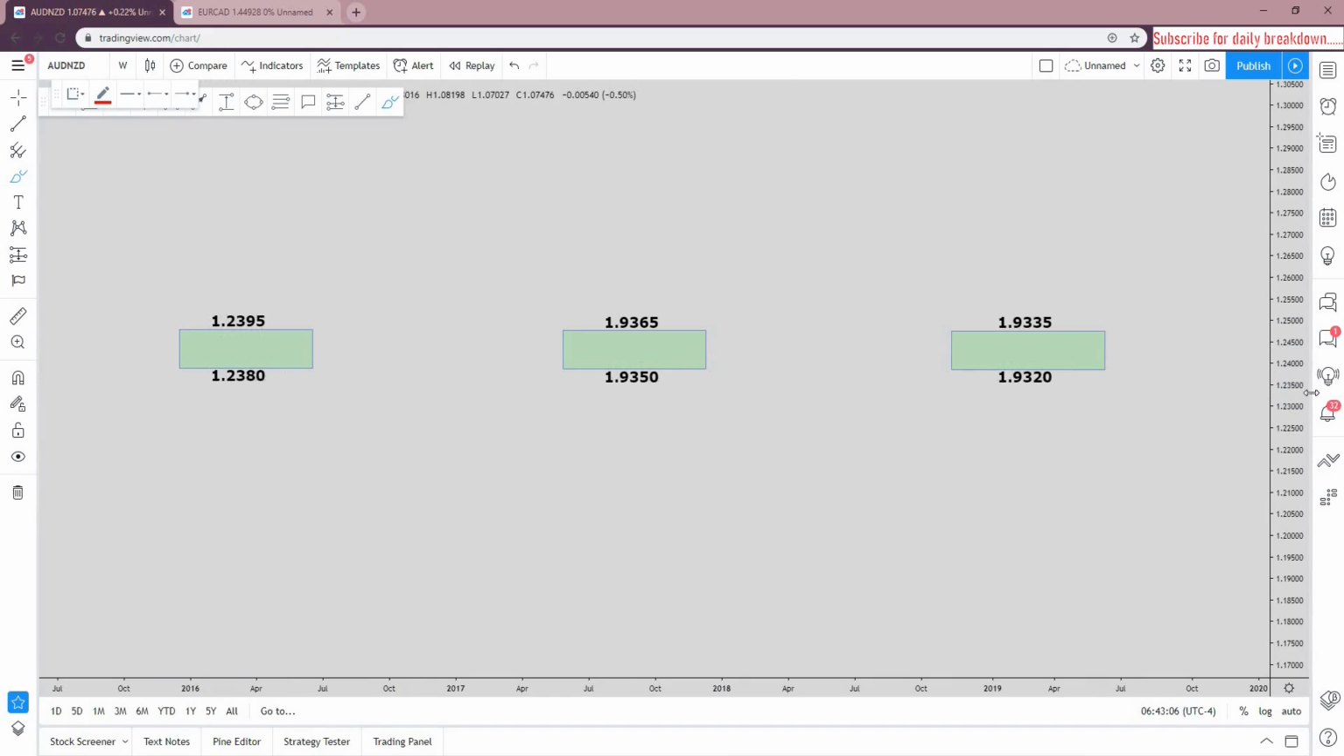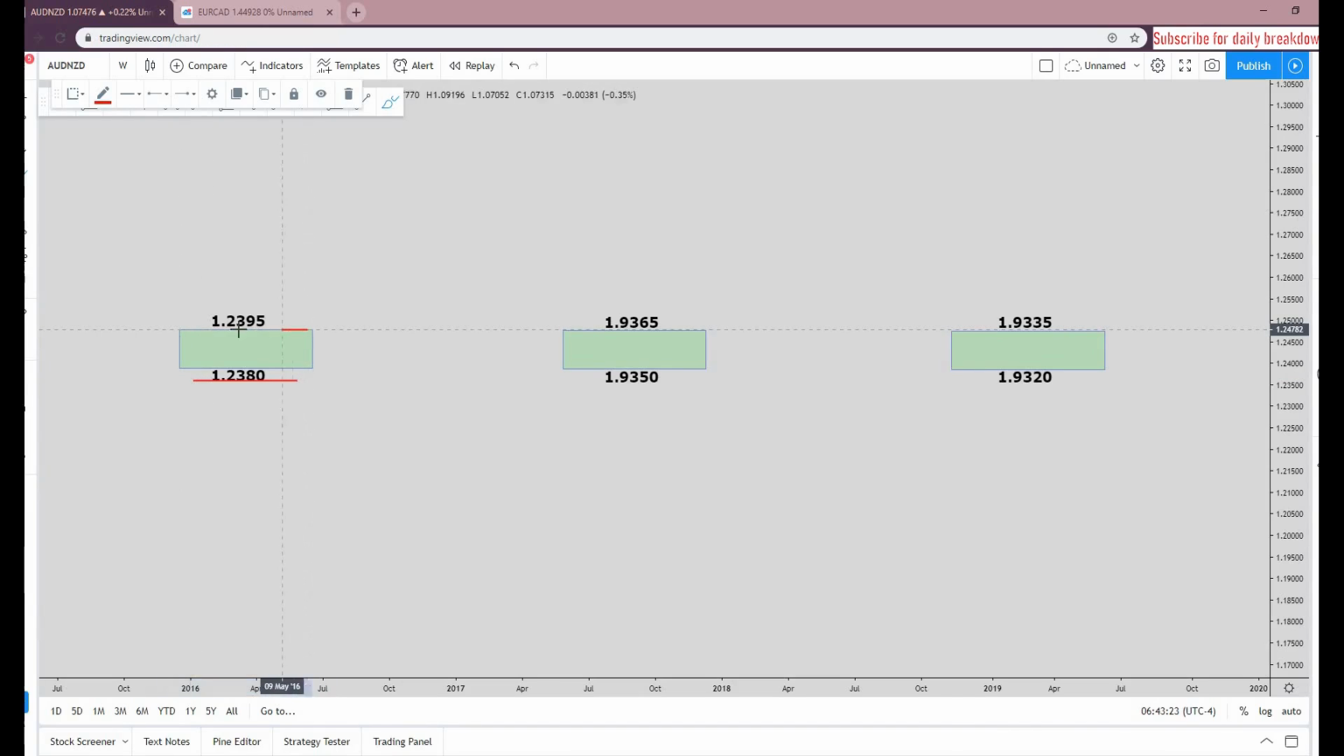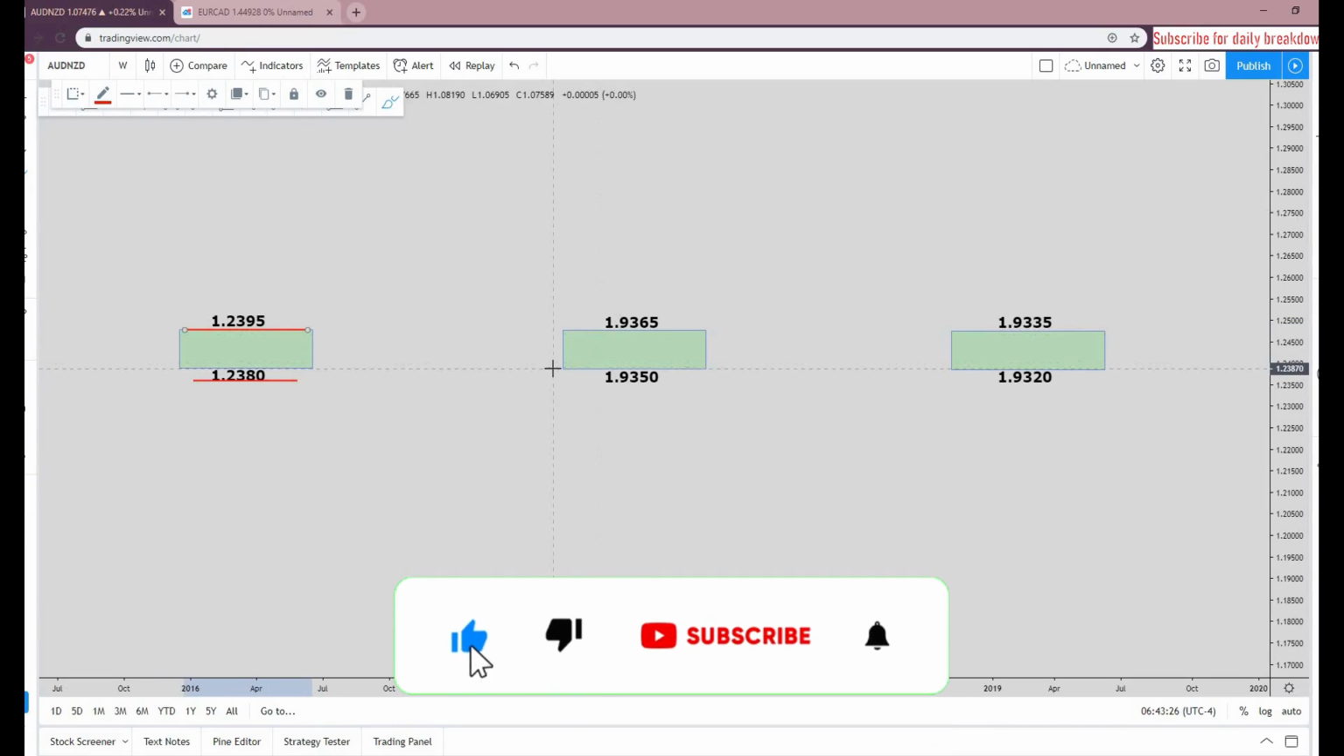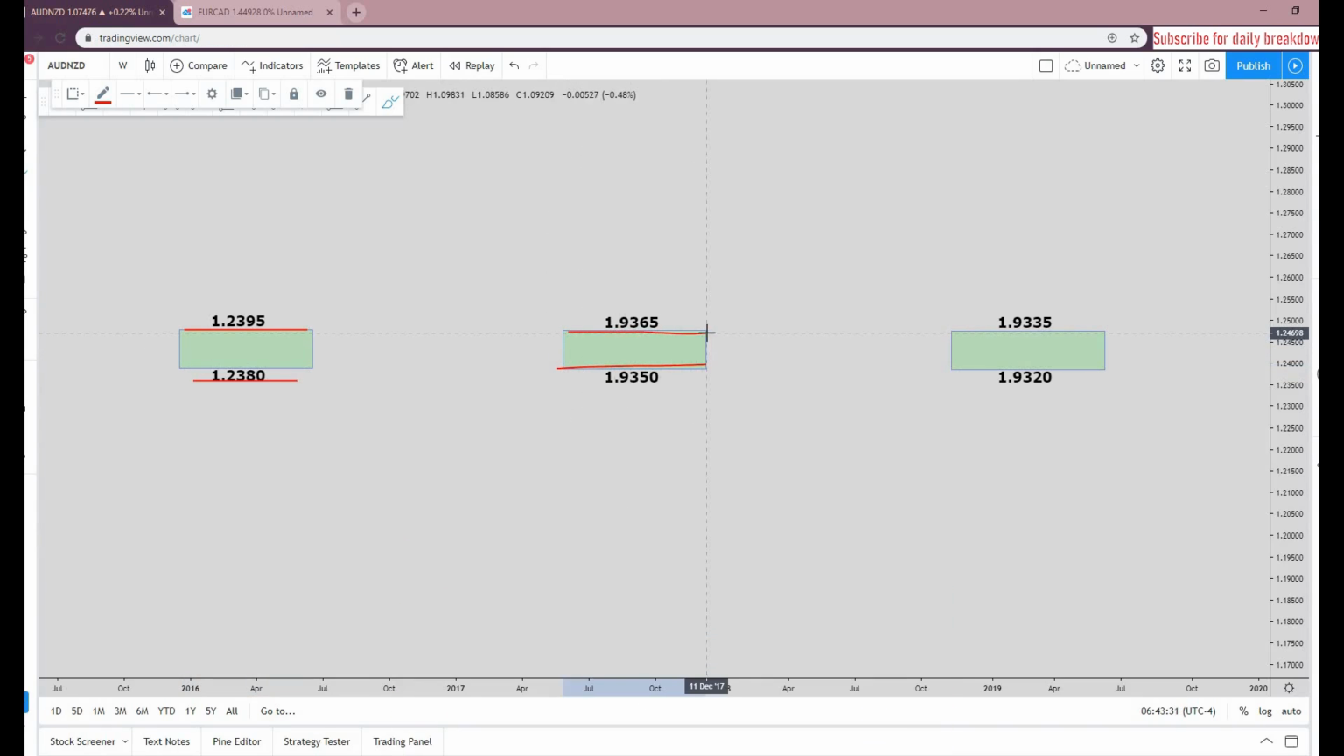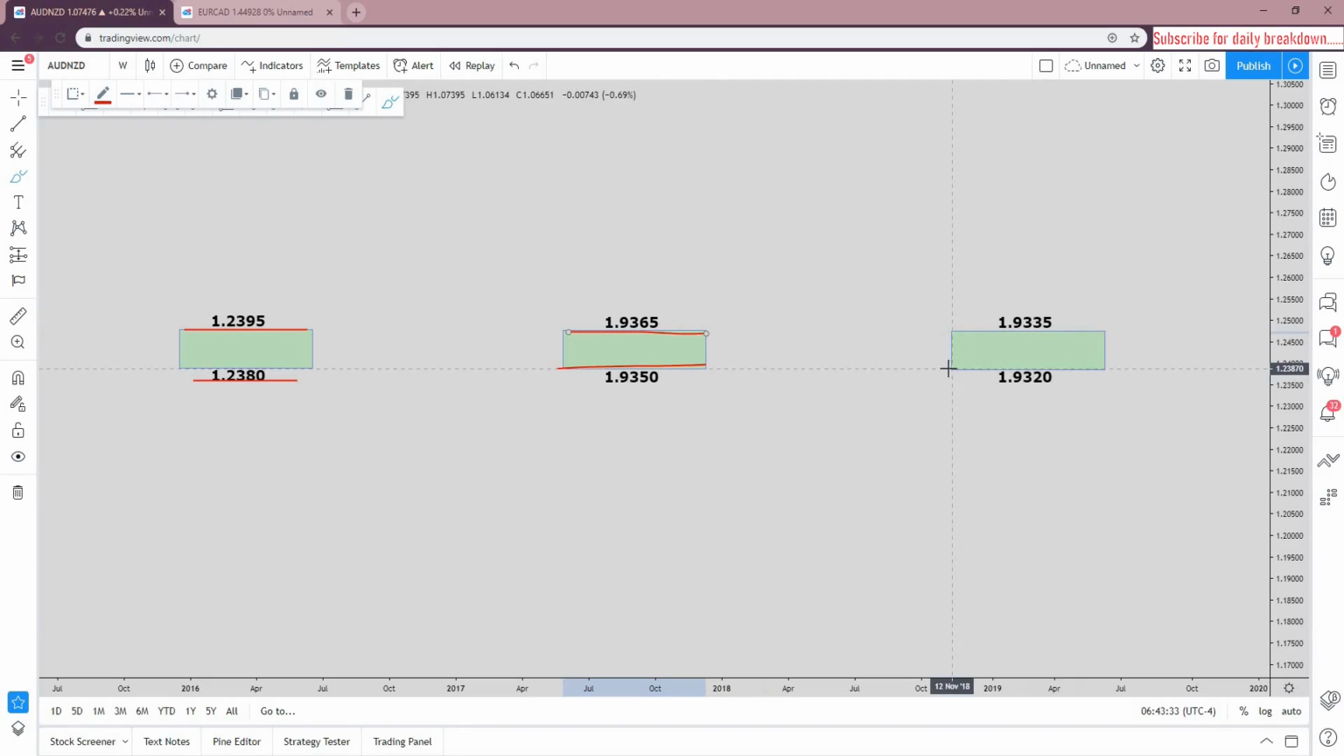1.2380 is a price in the market on a pair, in this particular case AUD/NZD. So we have this price here, that is the low of the box, and 1.2395, which is the high of the box. In this case 1.9350 is the low of the box, and 1.9365 is the high of the box. And in this case you have 1.9320, which is the low of the box, and 1.9335, which is the high of the box.